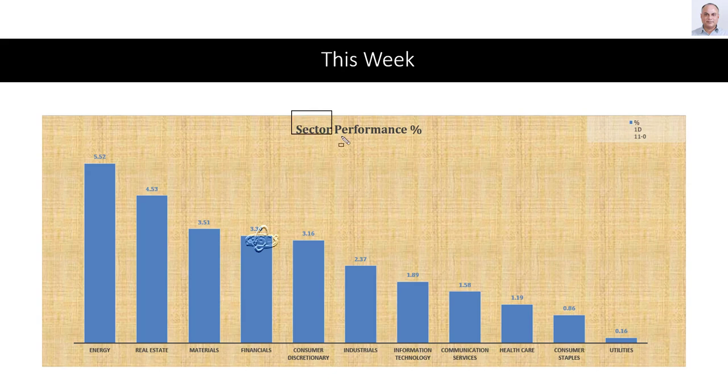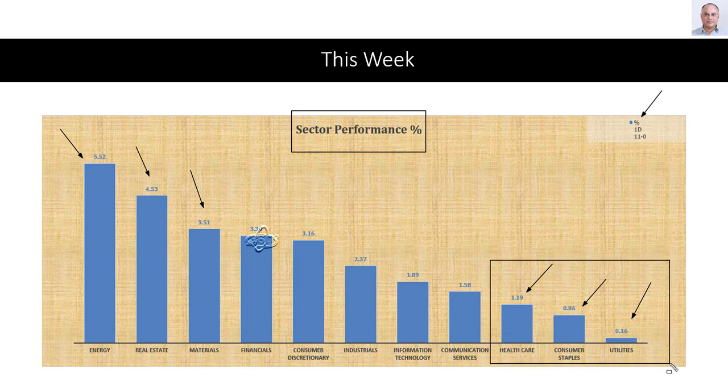If you focus on the sector performance on Friday, 1-day period, the strongest sectors are energy, real estate, and materials, and the weakest ones are utilities, consumer staples, and healthcare. The weakest sectors are defensive sectors, and the strongest sectors are non-defensive sectors.